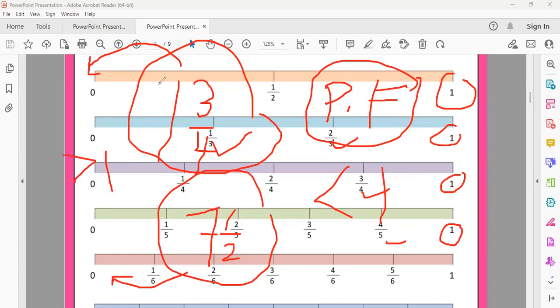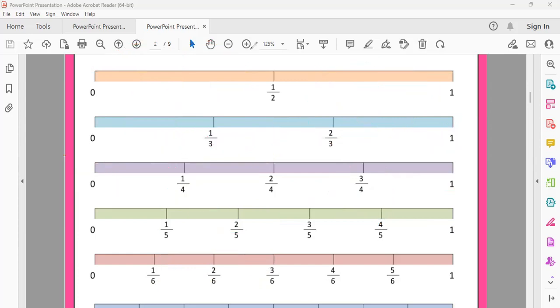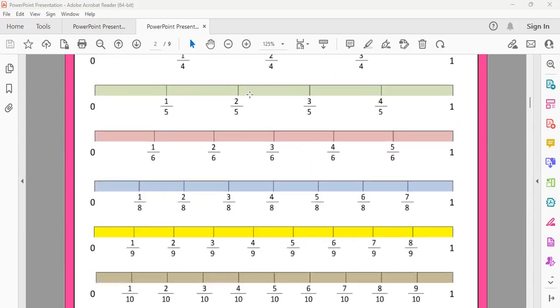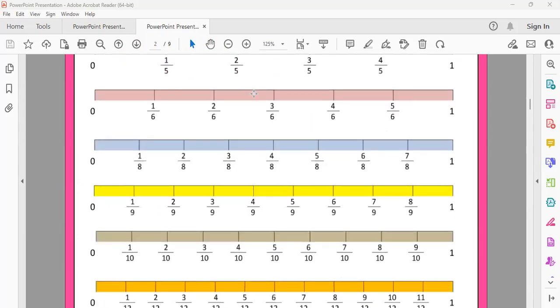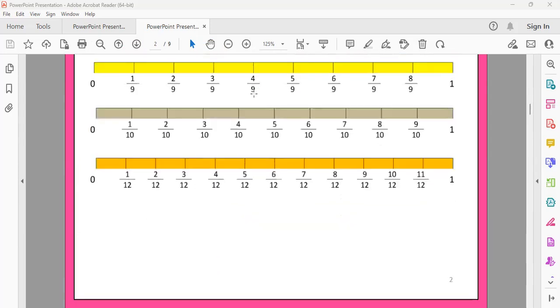Yes, that's good. Proper fraction. A proper fraction is less than 1. Improper fractions are more than 1. Okay, look at your module. It's all there. This is page 2. Look at page 3. I have to explain one more thing here.